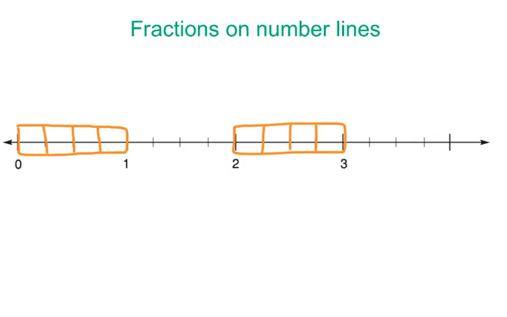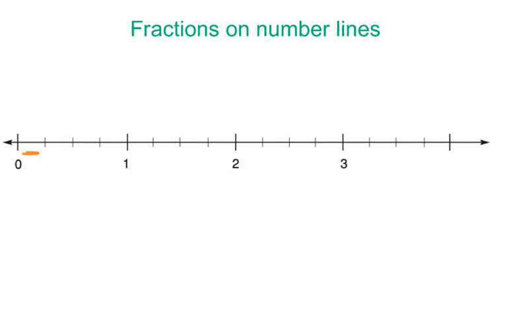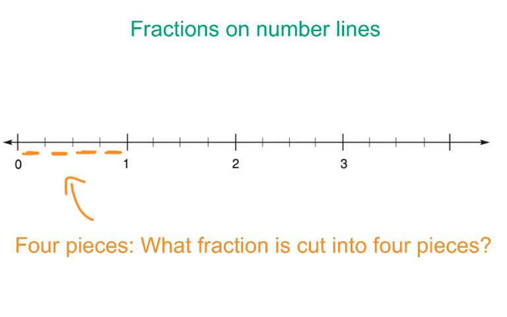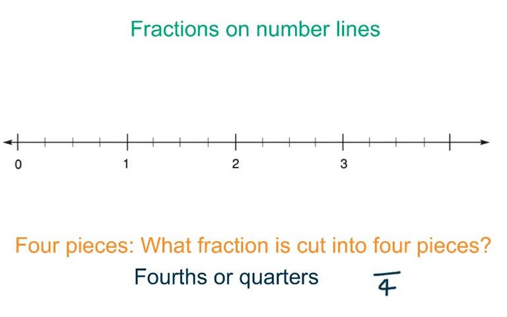However, to go back through the process, it's reminding you that we're counting the gaps. So here I have 4 gaps or 4 jumps or 4 segments of distance that is being travelled between two whole numbers. So it's 4 pieces that it's been broken up into between each whole number. So what fraction is cut into 4 pieces? Of course we know that is fourths or quarters. And we record that with a denominator of 4.